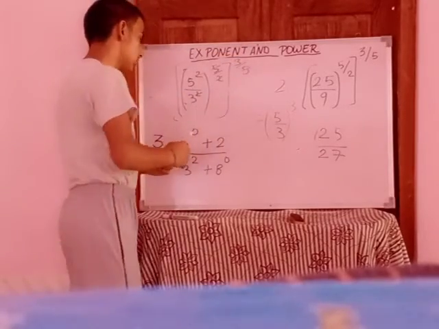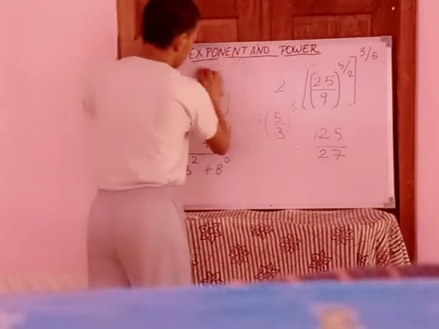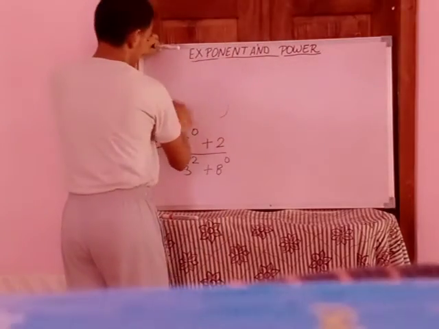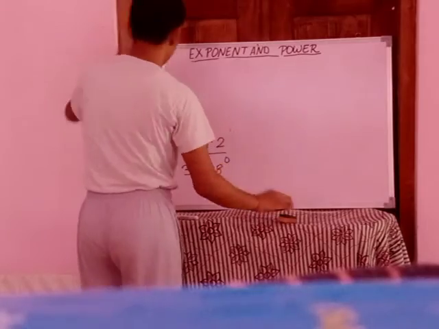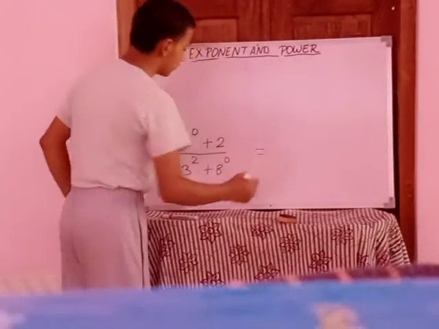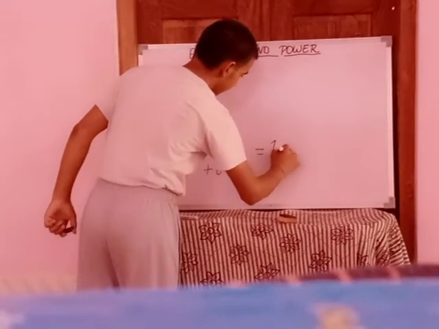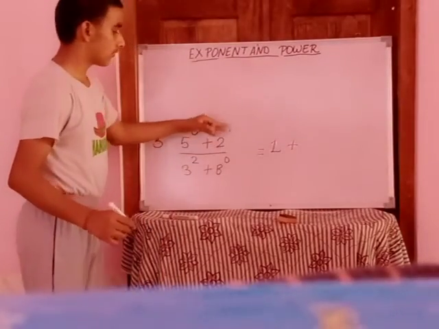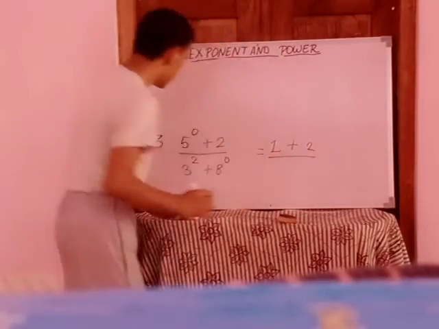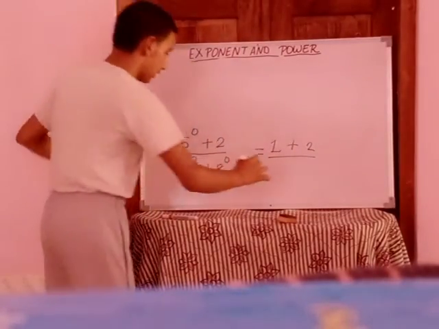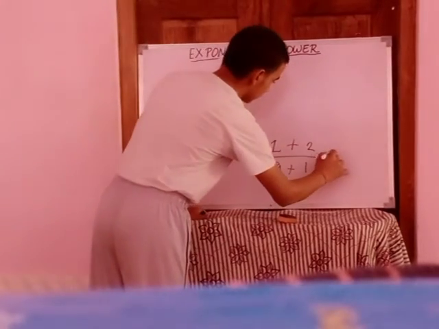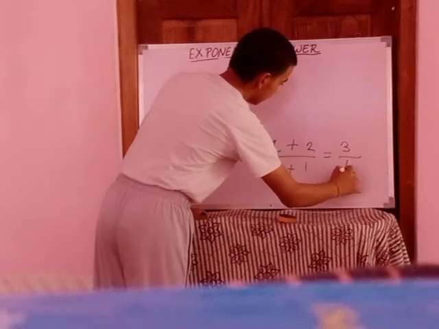Now let's move to the third question. Here 5 raised to the power 0. Any number raised to the power 0, the answer would be 1. Any number raised to the power 1, the answer would be that number, means 2. 3 raised to the power 2 means 9. And any number raised to the power 0 is 1. So its answer would be 3 by 10.